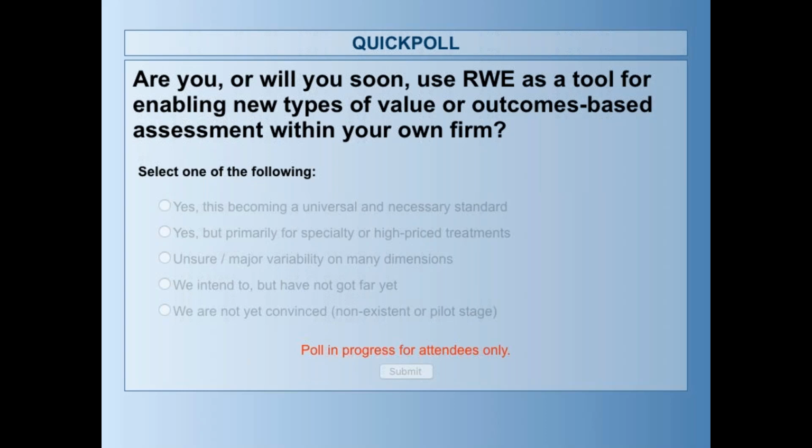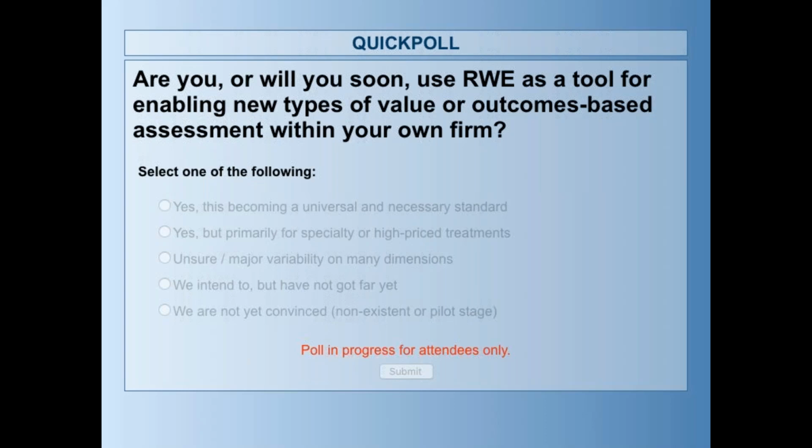Yes, this is becoming a universal and necessary standard across all of your treatment areas, across all of your drugs, no matter what. Yes, but primarily for specialty or high-price treatment, so you're much more selective about how and where RWE is actually being used. You're unsure, you've got some major variability around the company, perhaps depending on whether or not there's an individual involved who is pioneering this within your firm. We intend to, but the reality is you've not got far yet. You're not really implementing as yet. Or finally, we are not yet convinced. We're at the non-existent, or we're still piloting and experimenting.